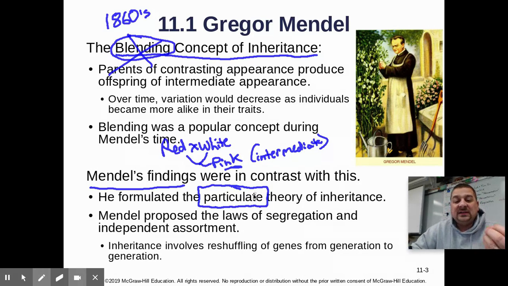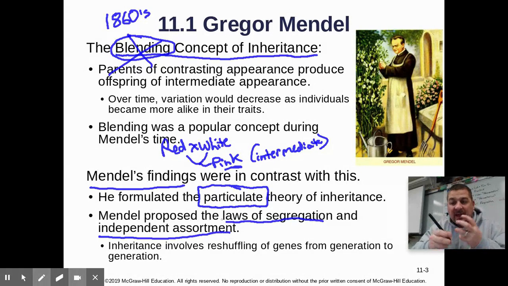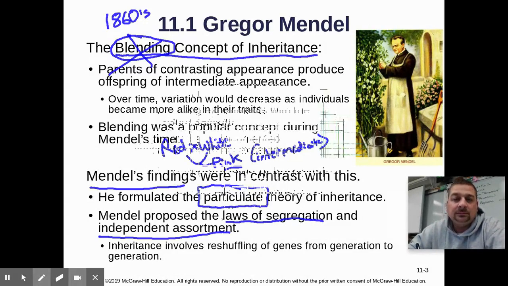Okay, so there is some kind of particle in living things, in the cells, that are passed on, that have the genetic information on them. And he proposed 2 laws, the law of segregation and the law of independent assortment, okay, and how these genes were reshuffled as they passed from one generation to the next. But we'll look more specifically at those next video.